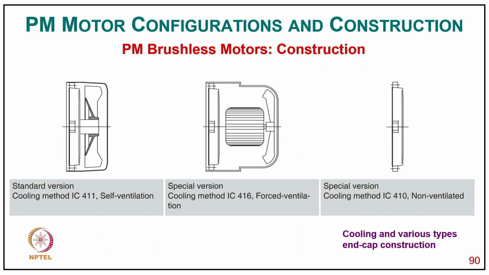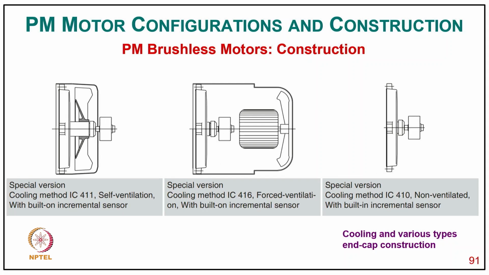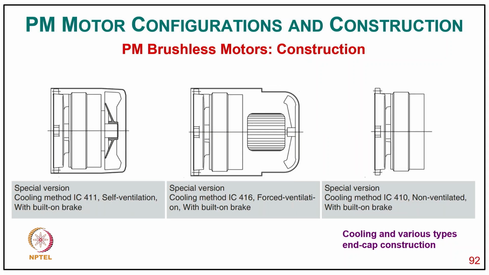And the PM brushless motor's construction: you can see it's the standard one, and then the special cooling, and then the forced cooling, and the cooling standard 4 corresponding to it. So there are different kinds of special versions for cooling as a construction of these motors, including typically axial field.